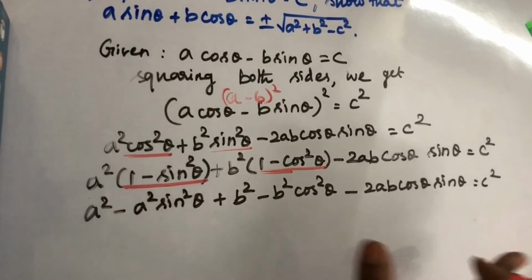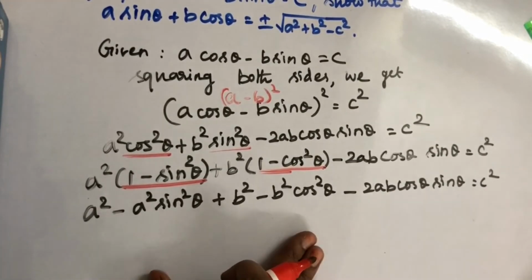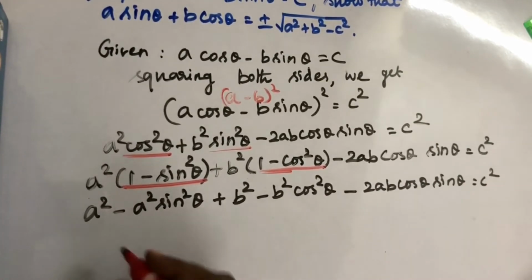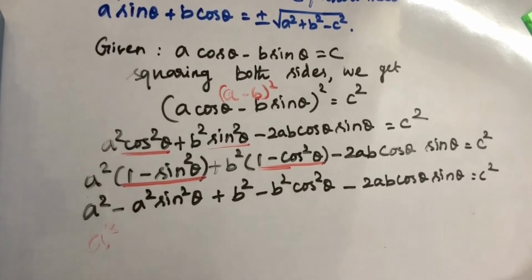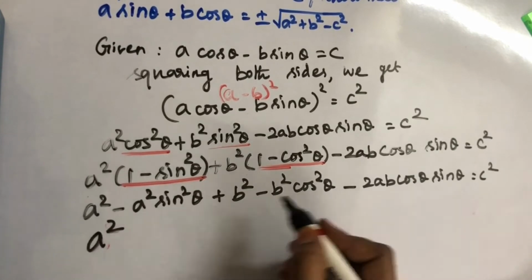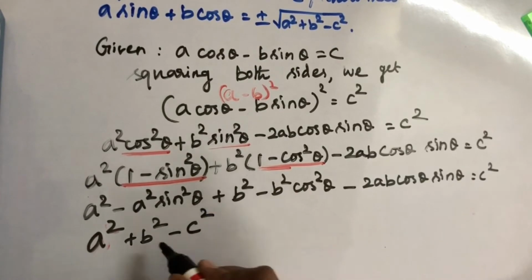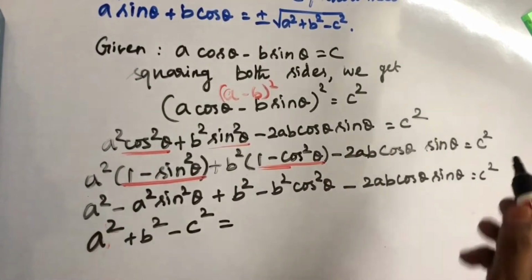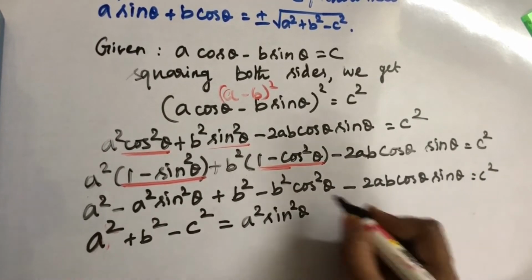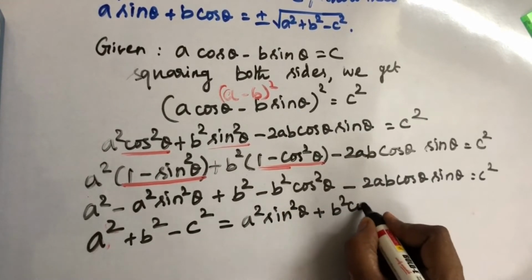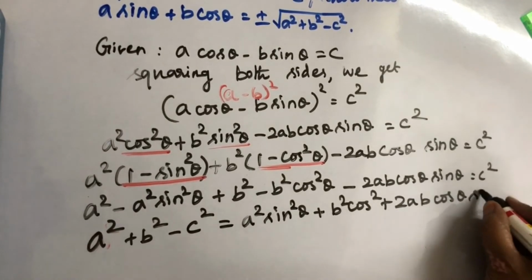Now I bring the C square here, the constants A square, B square and C square on one side and the other elements to the opposite side. So A square plus B square, and while C square comes here, the sign will change, so it is minus C square is equal to, while minus A square sin square theta goes to the opposite side, it will become A square sin square theta plus B square cos square theta plus 2AB cos theta sin theta.